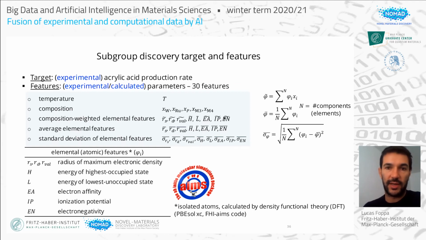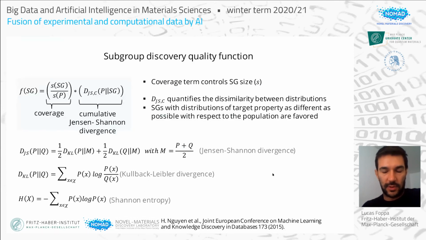So we apply this expression, and we average them by the composition. We also use the simple average of elemental features, and the standard deviation of these elemental features. This tells how different the elements are that enter the composition of the catalyst. So this is a bit of the idea of the fusion here, where we use inputs from both experiment and calculation. Okay, this is what I wanted to say about the features.